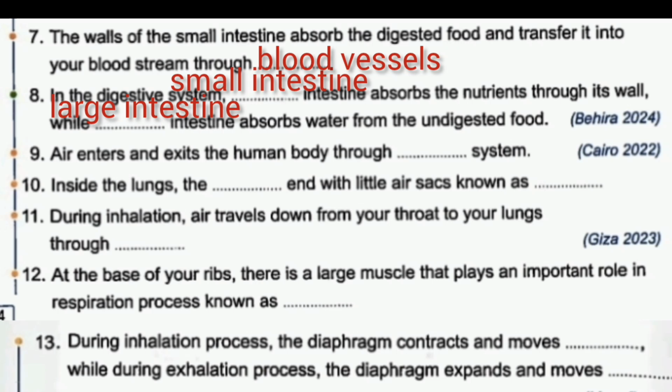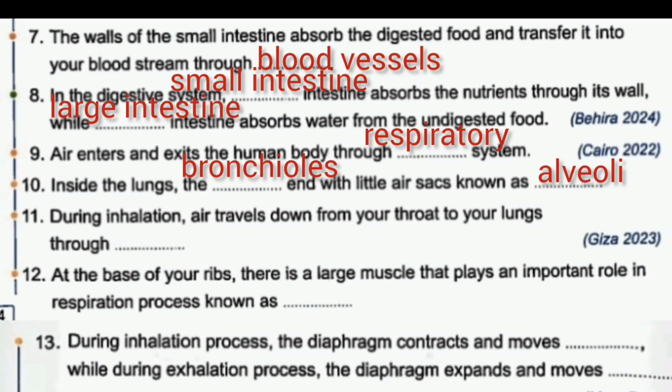Number 9. Air enters and exits the human body through blank system. Air enters and exits the human body through the respiratory system. Number 10. Inside the lungs, the blank end with little air sacs known as blank. Inside the lungs, bronchioles end with little air sacs known as alveoli.